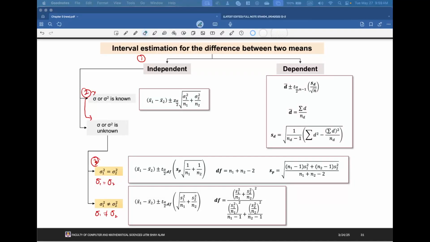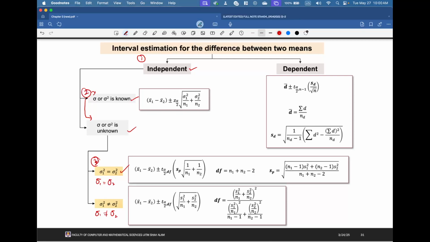Okay, let's continue our discussion on interval estimation for the difference between two means. Let's take a look at this graph. As we can see, we already discussed the independent cases where sigma or sigma square is known, and where sigma or sigma square is unknown for equal variances assumed cases.